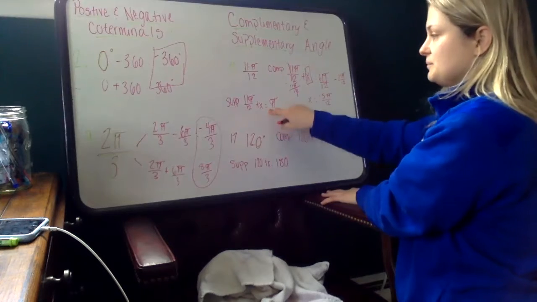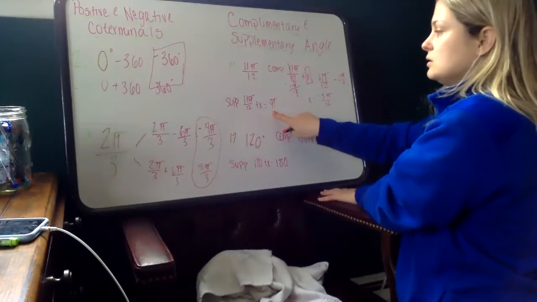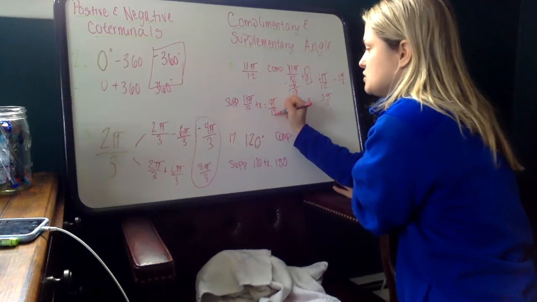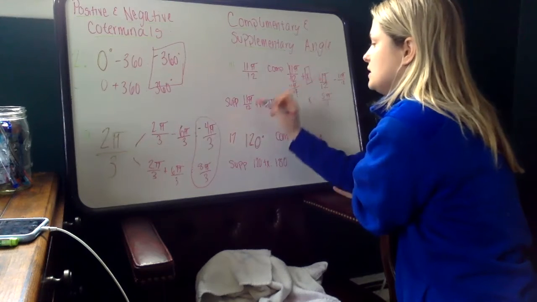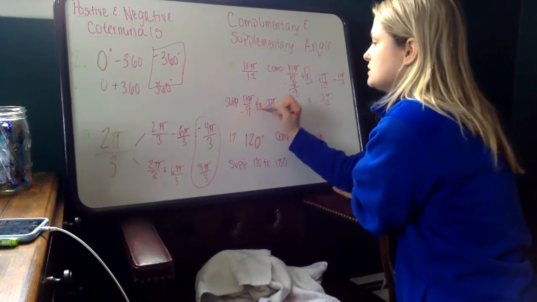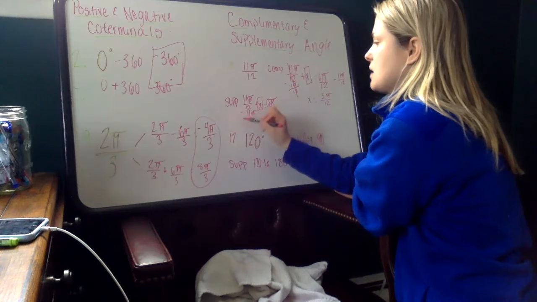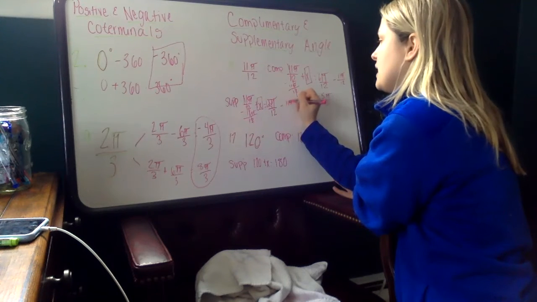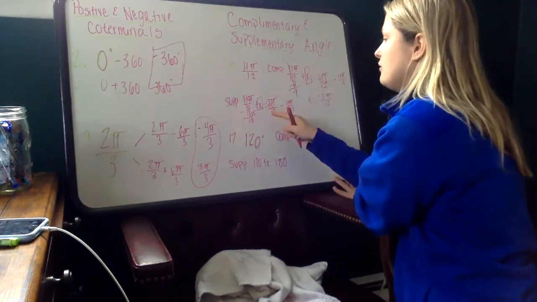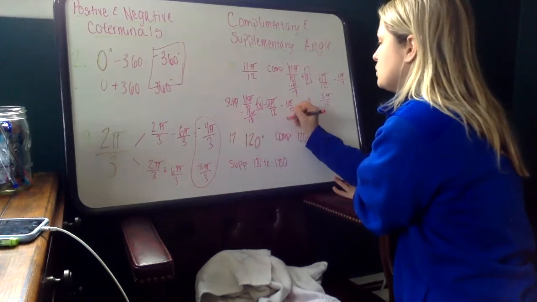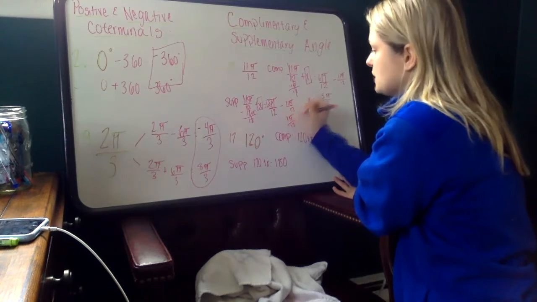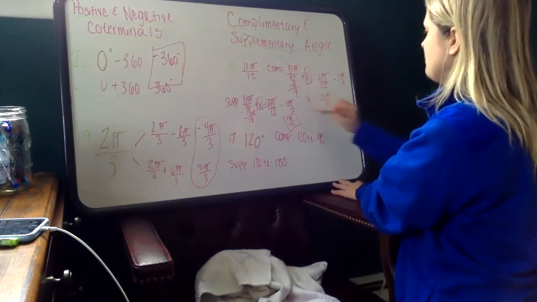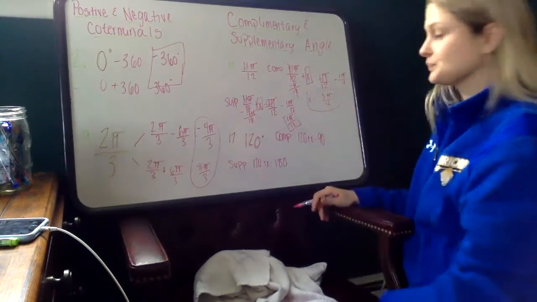For supplementary, we have it equal to pi, okay? So let's get our denominators the same. We multiply the bottom by 12, so we multiply the top by 12. Now let's get x alone, so we have to subtract inverse operations. That cancels. Minus 11 pi over 12. 12 pi minus 11 pi is 1 pi over 12. So that would be supplementary, and this would be complementary, okay?